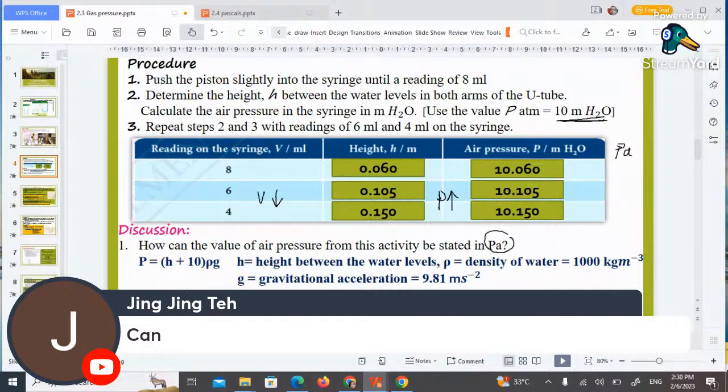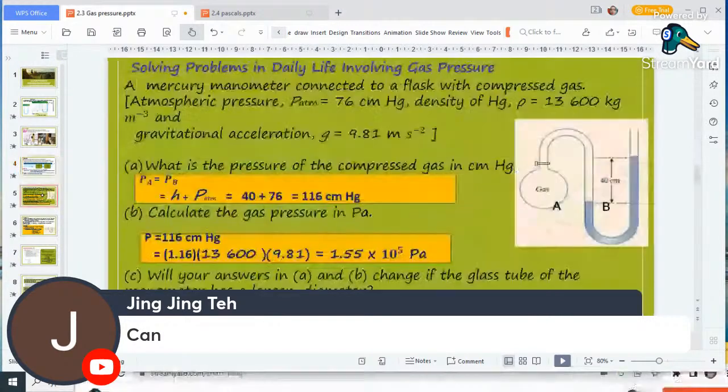Suggest a suitable liquid to be used for measuring higher gas pressure. I did mention earlier, if we use a liquid such as water, it has low density, so it is just suitable for low pressure of gas. If the pressure is too high, water is not suitable. Then we can change it to a higher density liquid such as mercury. So mercury is suitable because of its higher density.